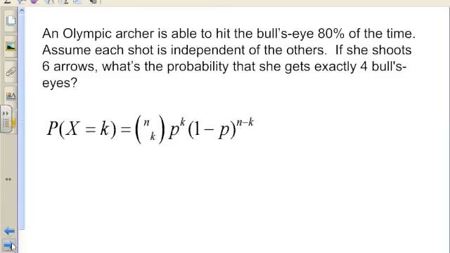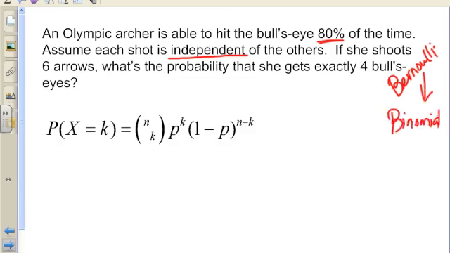All right, so just one more. An Olympic archer is able to hit the bullseye 80% of the time. Assume each shot is independent of the others. The reason that's mentioned is so that we know these are actually Bernoulli trials. There are 2 possible outcomes. You either get a bullseye or you don't. The probability of getting a bullseye is fixed to 80%, and we're assuming each shot is independent. So since it's Bernoulli, we can go ahead and talk about binomial.